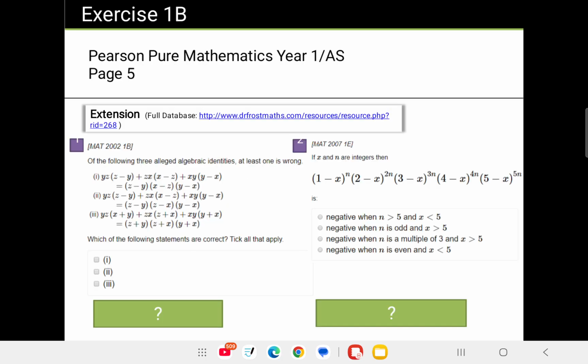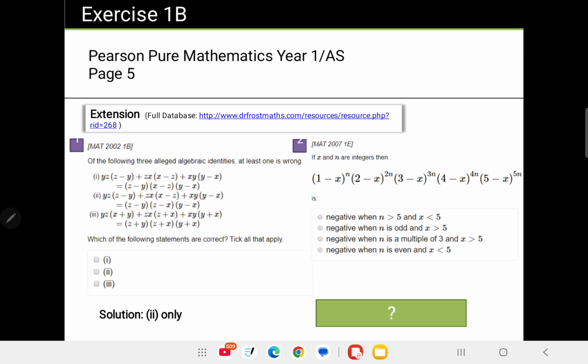Alright, so again we have some exam style questions from the past papers. Question number 1 is: of the following three alleged algebraic identities, at least one is wrong. So you need to check which one is wrong. You can do term by term multiplication on both sides, and check where the left hand side is not equal to the right hand side, and answer 2 should be correct. So you can try this on your own. It's easy.